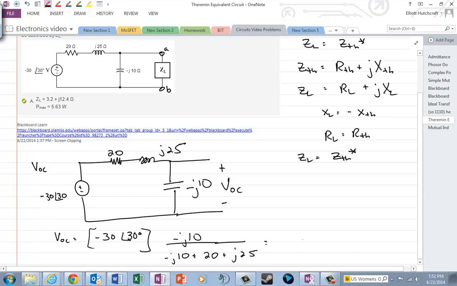So I get minus 30, angle 30 degrees, times minus j10, so when I multiply that, I'll get 300j, angle 30, since the minus signs will cancel, I'll still be left with a j, and I'll have 30 times 10, so 300, over, in the bottom I'll have minus j10 plus j25 is going to be j15, and I'll have 20 for the real part there, and so that's VOC.